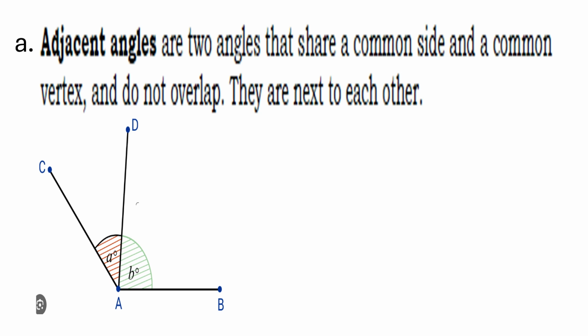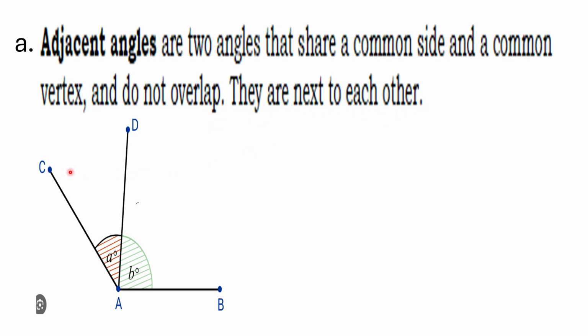Good day. So this topic is about angle pairs. To start with, we have adjacent angles. These are two angles that share a common side and a common vertex and do not overlap. They are next to each other.